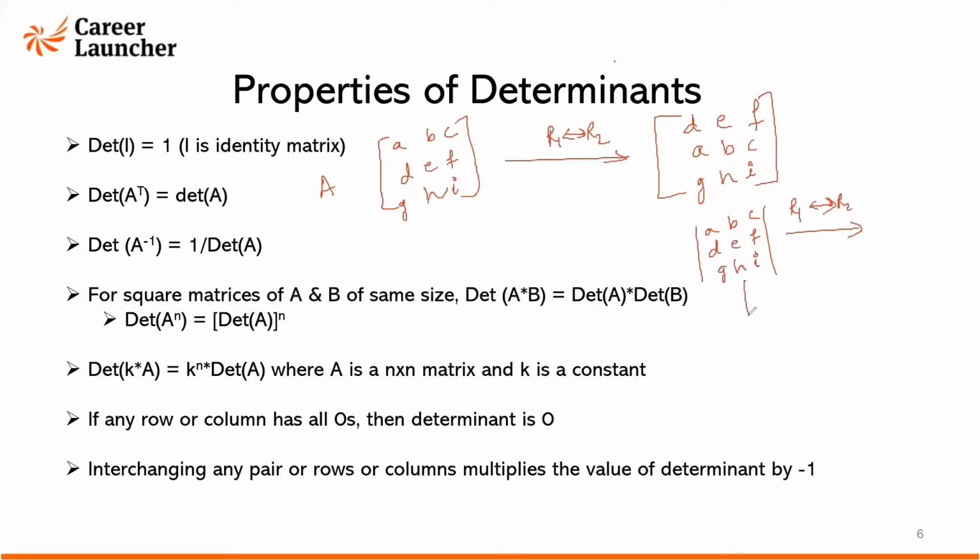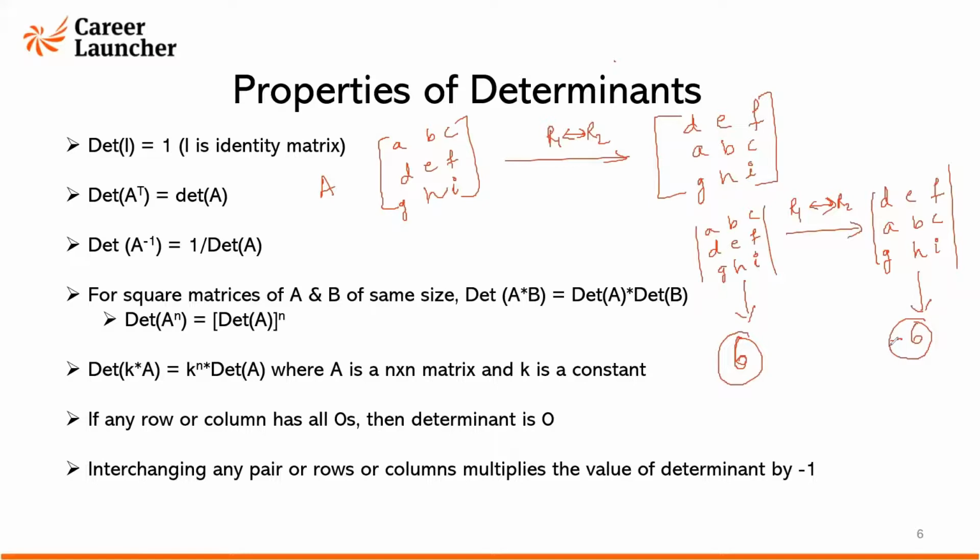let us say the first determinant answer is 6. By some numbers, I'm getting 6. Then when I interchange row 1 and row 2, it becomes D, E, F, A, B, C, G, H, I. The answer to this determinant will become minus 6. So whatever the original answer was, your answer now will be multiplied by negative 1.